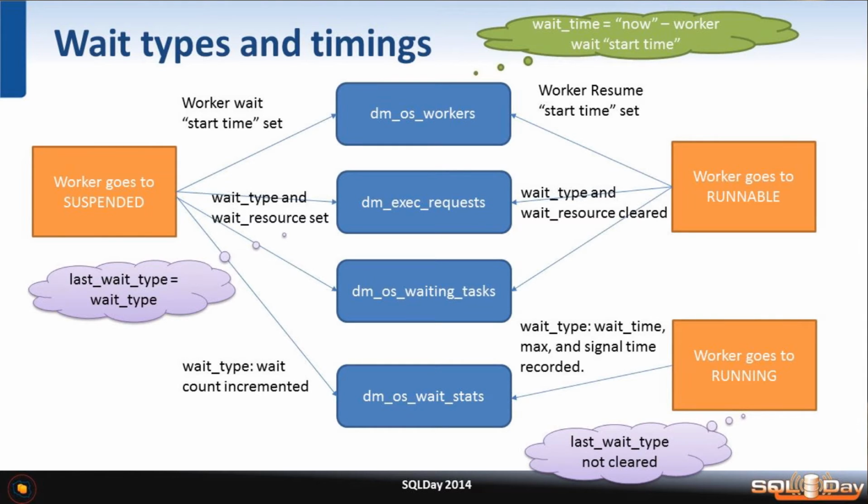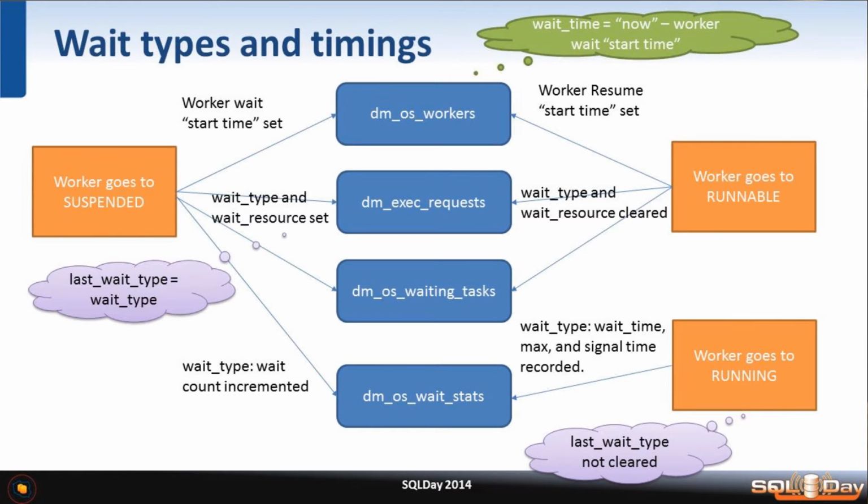Now, what happens then? Well, first of all, we mark the start time in the OS workers of when you're starting this runnable state. Second of all, and most importantly, we clear the wait type and the wait resource as shown in these DMVs. So once you go to this runnable state, you're not ready to run yet, but you're runnable, you don't see wait type and wait resource at this point.